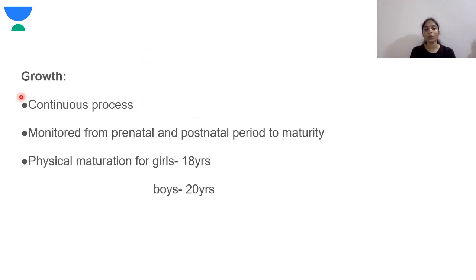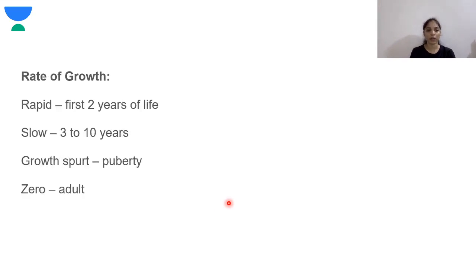Coming further, growth is a continuous process. What does that mean? Growth should be monitored from the time of being an ovum till the time you attain complete maturity. Complete physical maturation is attained in girls at 18 years, while for boys it is 20 years. Okay, keep that in mind. Physical maturation for girls is 18 years and for boys is 20 years.